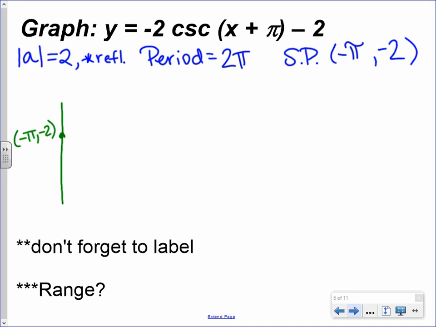Okay, so if we're starting at negative 2, the top of our frame is where? 0, and the bottom of our frame is at? Negative 4. Okay. We are beginning at negative pi. Our period is 2 pi. Where are we ending?